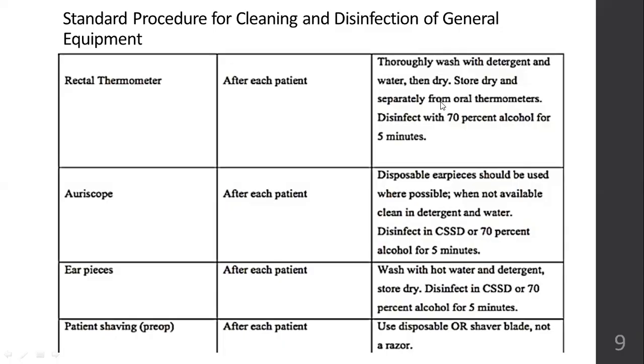Then the otoscope in the ENT department: the disposable earpieces should be used whenever possible, because after each patient use, you can dispose of the earpiece. Otherwise, if the disposable ones are not available in the ENT, then after every patient visit, it has to be cleaned with detergent water and disinfected in the CSSD. Or you can use your regular spirit to wipe it clean and then use it for the next patient. Earpieces, if it is a reusable one, wash it with hot water and detergent, or 70% alcohol.